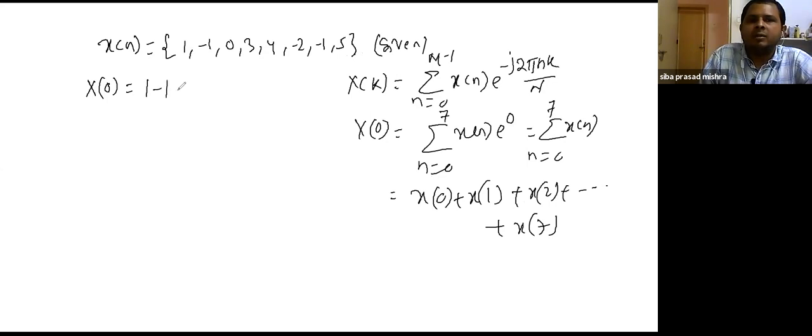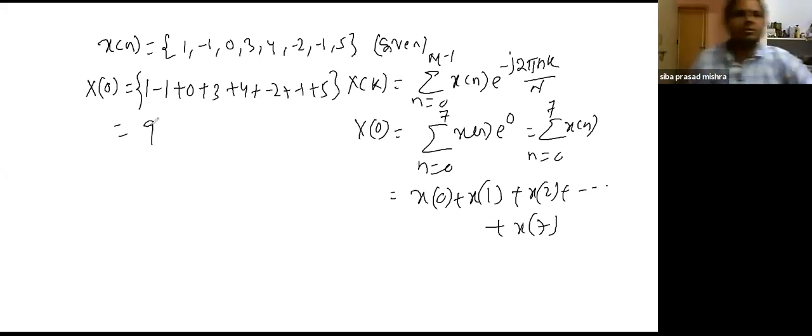So 1 minus 1 plus 0 plus 3 plus 4 plus minus 2 plus minus 1 plus 5. This is 1 minus 1, it is 0. Then this is 0. 3 plus 4, 7. 7 minus 3, it's 4. 4 plus 5, 9. The answer is 9. Okay. Answer is 9.